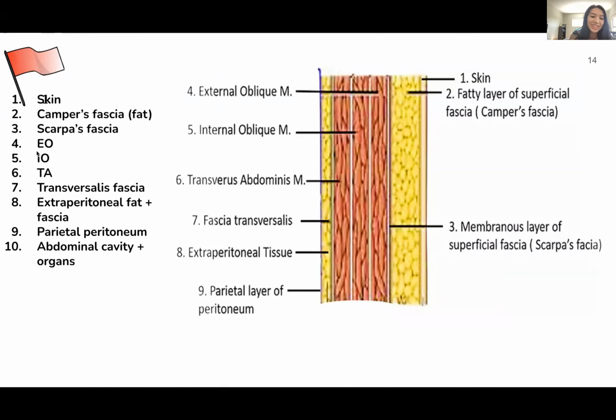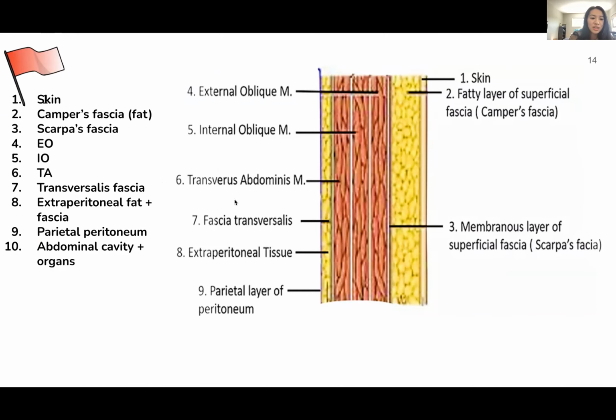The layers are external oblique, internal oblique, transversus abdominis, and then transversalis fascia. Okay, just memorize this.